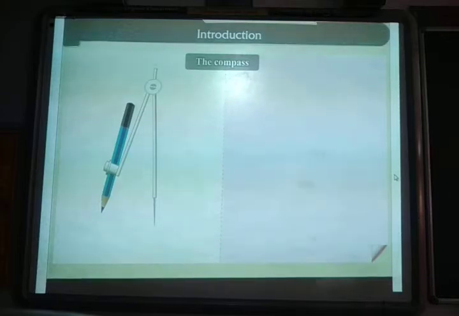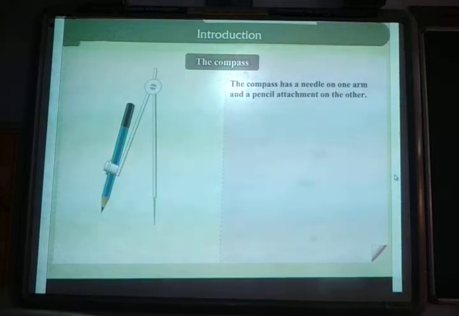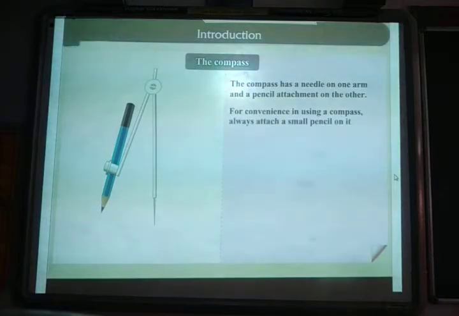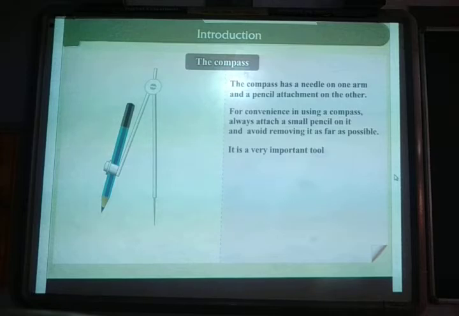3. The compass. The compass has a needle on one arm and a pencil attachment on the other. For convenience in using a compass, always attach a small pencil on it and avoid removing it as far as possible. It is a very important tool which helps us to make precise geometrical constructions.